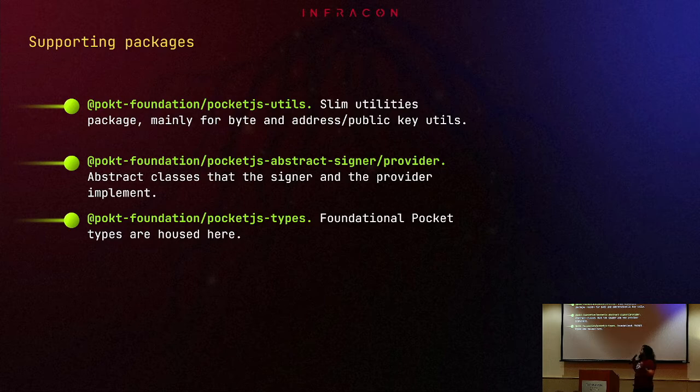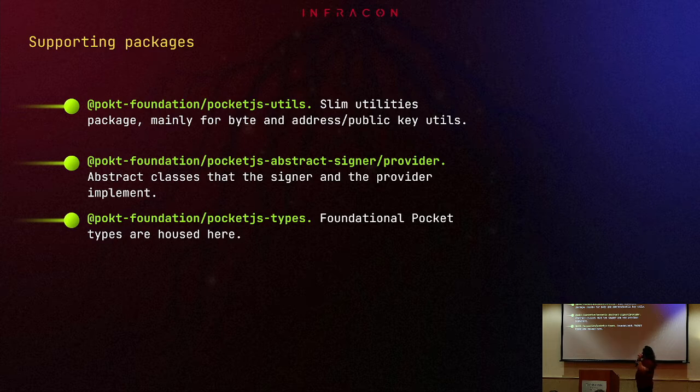Now, the supporting packages, or basically the optional ones, that'll be the utilities package that we use for functionality like getting a public key from a private key or an address from a public key, which are things that everybody that deals with addresses needs to do at some point. So we just standardize it and put it there.